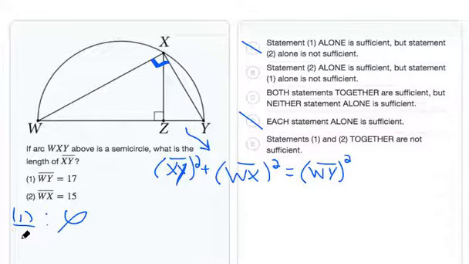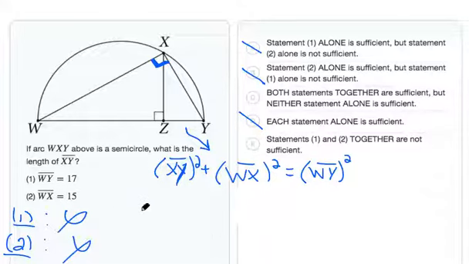So continuing on, let's go ahead and take a look at statement 2. Statement 2 is similar logic. We're only given one length for our triangle here, which would be WX, and that equals 15. So if we were to plug this in, we still wouldn't know WY's length, and we wouldn't be able to find XY. So this statement alone is not sufficient either, and we eliminate answer choice B. So we're still left with C or E as answer choices.